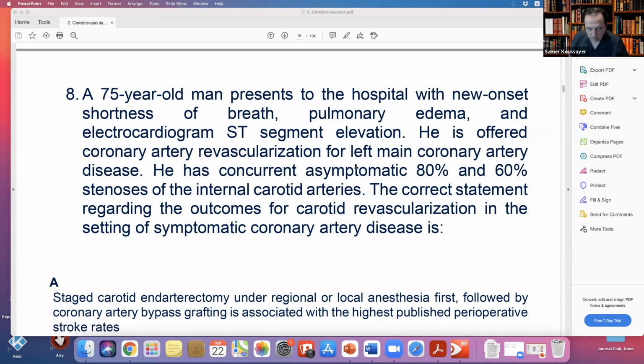That's correct. But I think what they want to ask, I'm saying the way they phrase the question is wrong. When I read the answers now, I noticed that what they want to ask is whether we should do it before, during, or after the procedure. What is your preference, Ali? I think for this patient, asymptomatic, one side, and left main, I will leave the carotid and send the patient to the cardiac surgeon, and I will leave the carotid for after.